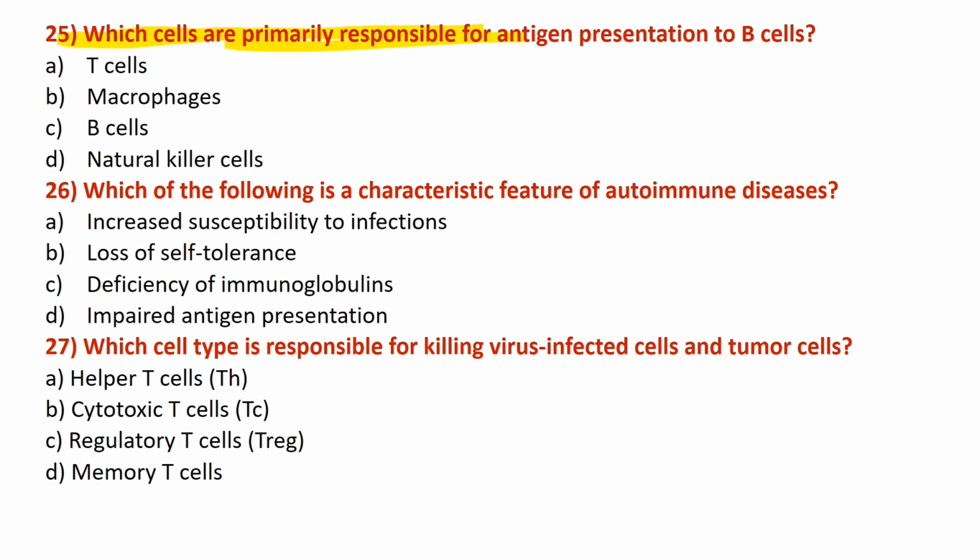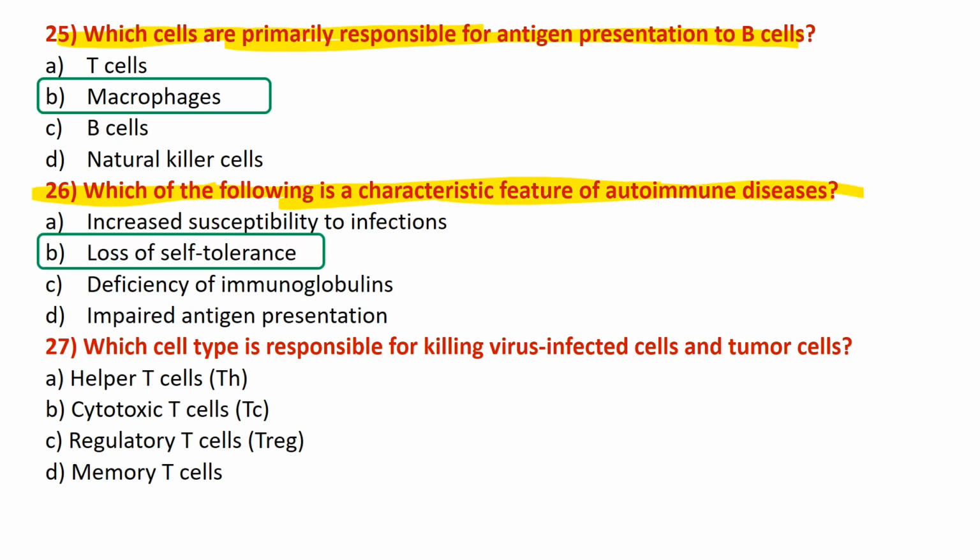Which cells are primarily responsible for antigen presentation to B cells? And the right answer is macrophages are responsible for antigen presentation to B cells. Which of the following is the characteristic feature of autoimmune disease? And the right answer is option B, loss of self tolerance is the characteristic feature of autoimmune disease.